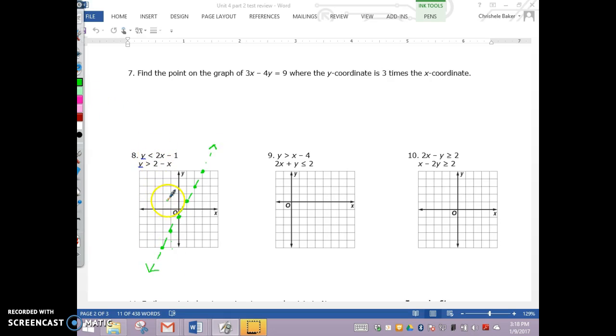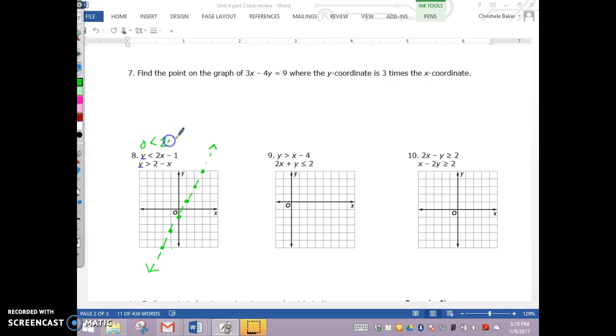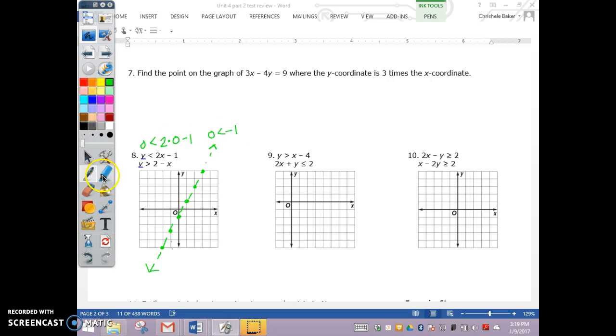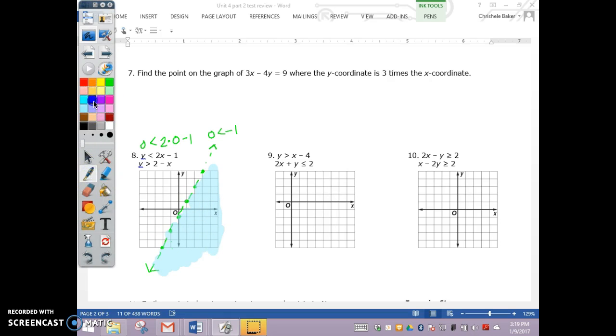Let's see if 0, 0 works. If it does, I'll shade over here. If it doesn't, I shade over here. Okay, so let's see. Is 0 less than 2 times 0 minus 1? Is 0 less than negative 1? It sure is not. So I'm not going to shade where 0, 0 is. I'm shading over there.